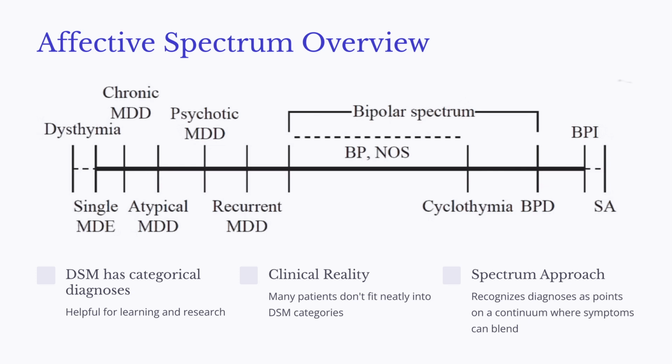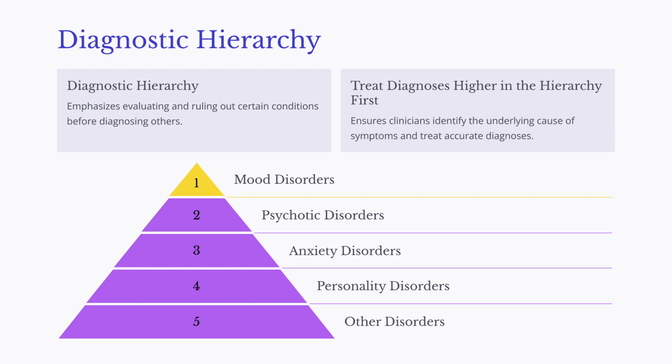Mood disorders are really central to every psychiatric evaluation, and we can understand this by understanding the diagnostic hierarchy. The diagnostic hierarchy in psychiatry emphasizes evaluating and ruling out certain conditions before diagnosing conditions below it on the hierarchy. The reason for this approach is that it ensures that clinicians identify the underlying cause of symptoms and make sure that they're accurately treating diagnoses rather than treating manifest symptoms. So it helps minimize misdiagnosis and improve patient care.